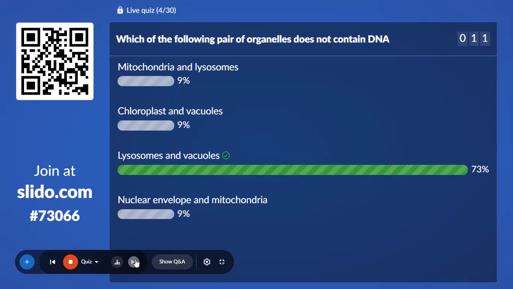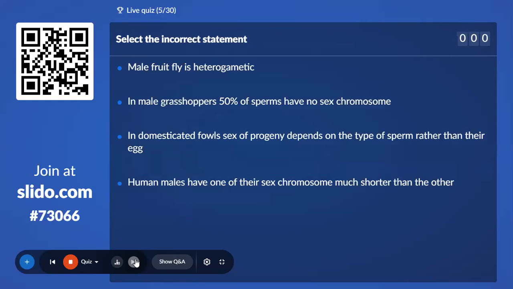Okay, continuing. Select the incorrect statement. Male fruit fly is heterogametic. In male grasshoppers, 50% of sperms have no sex chromosome. In domesticated fowls, sex of progeny depends on the type of sperm rather than the egg. Human males have one of their sex chromosomes much shorter than the other.